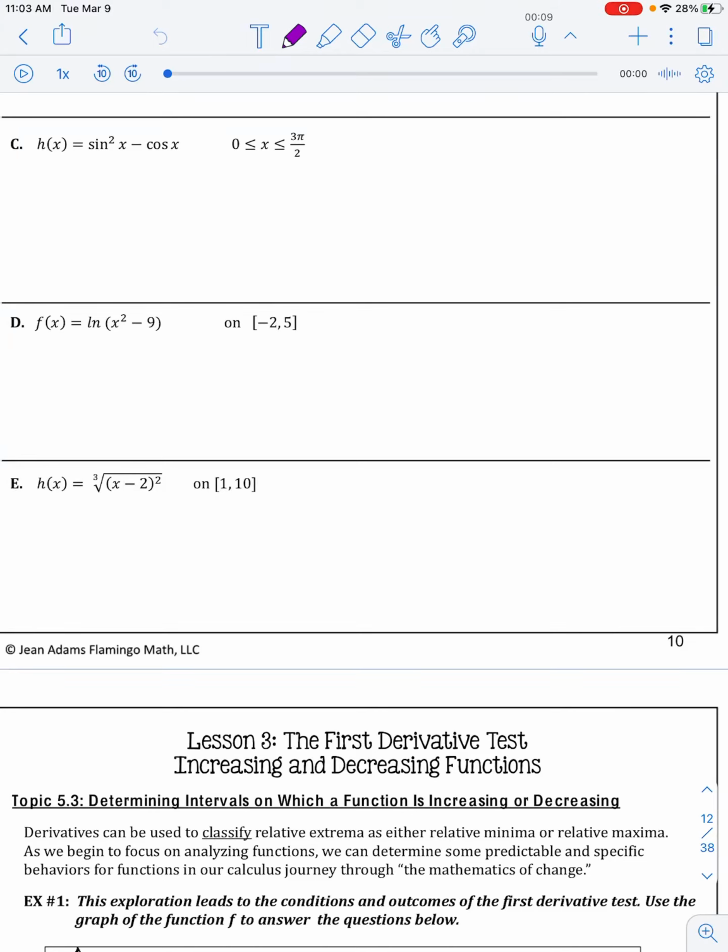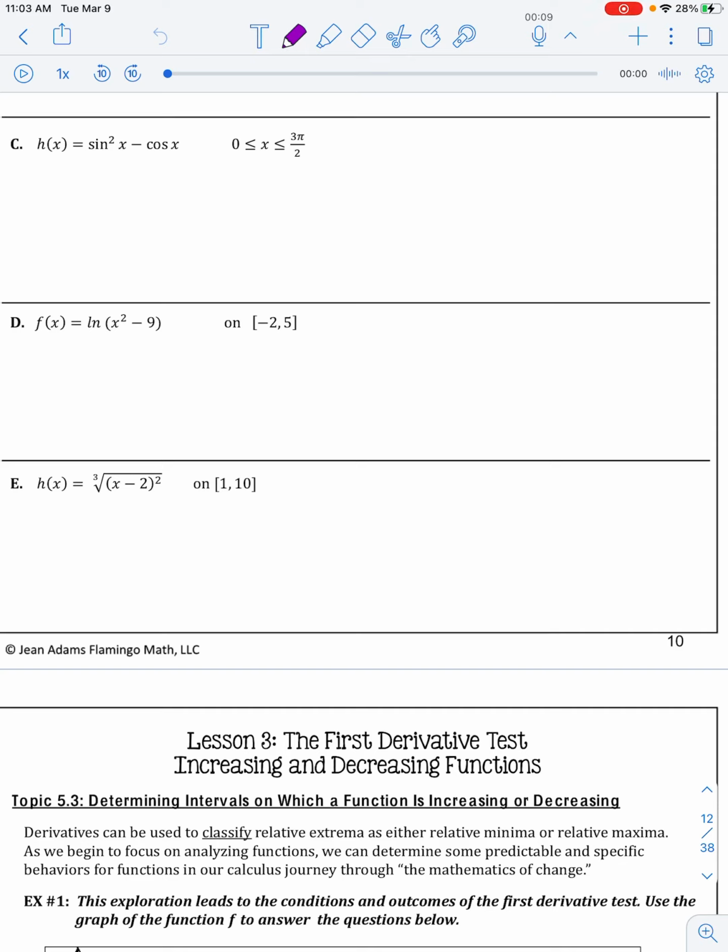Lesson 2, Unit 5, Example 6, Parts C, D, and E. So Part C, I'm looking at this function sine squared x minus cosine x, and I'm looking at it on a closed interval from 0 to 3 pi over 2.